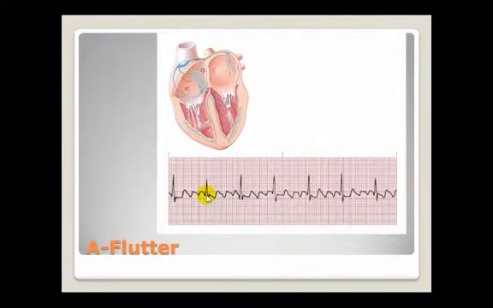A flutter, if you'll count these up with me really quick, there's one that's pretty close. These are about 300 beats per minute too. So if the AV node was responding to every one of these flutter waves or these F waves, then the rate could be in excess or near 300 beats per minute.